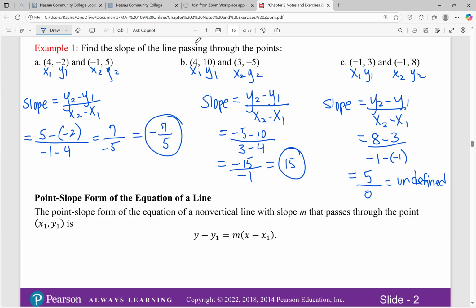So what that means is we have a vertical line, because the y value is changing, but the x value is not. It's staying the same. So that must mean we have a vertical line. Anytime we have a vertical line, the slope of a vertical line is going to be undefined, because there's no change in the x values from point to point, and we'd always be dividing by 0.